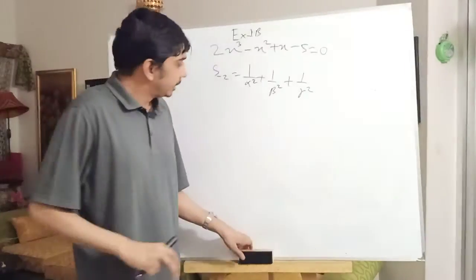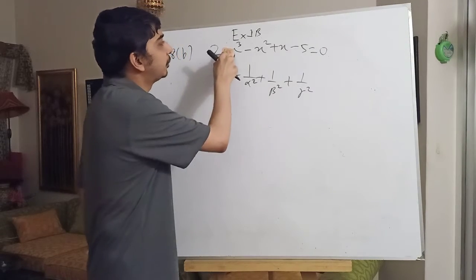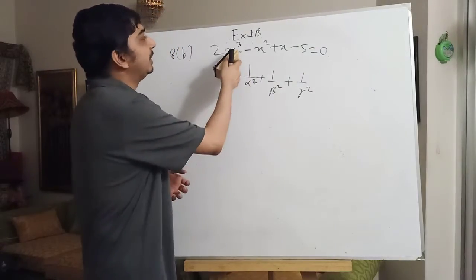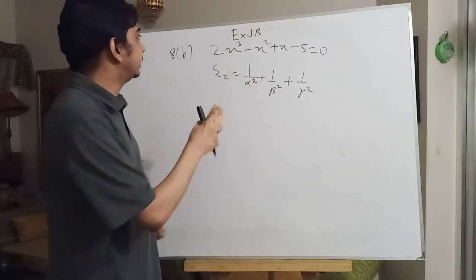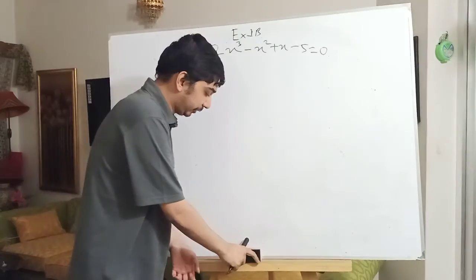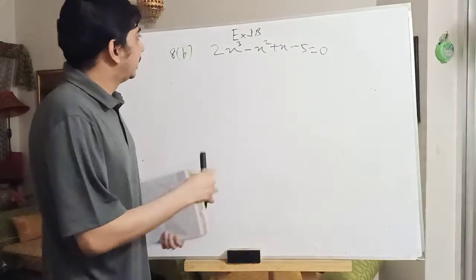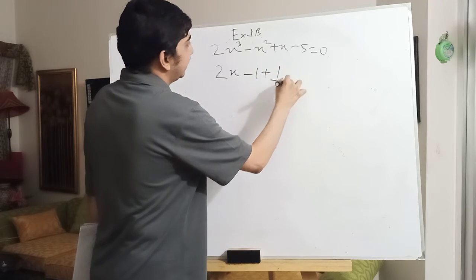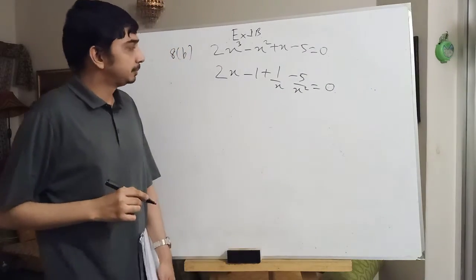A way of solving this: if you notice, from here directly we don't get S_{-2}. Even if I add the roots, by inserting alpha, beta and gamma here, I don't get something similar to this. I don't get S_{-2}. So what I'm going to do is divide this whole expression by x square. After that I get 2x minus 1 plus 1 by x minus 5 by x square is equal to 0.